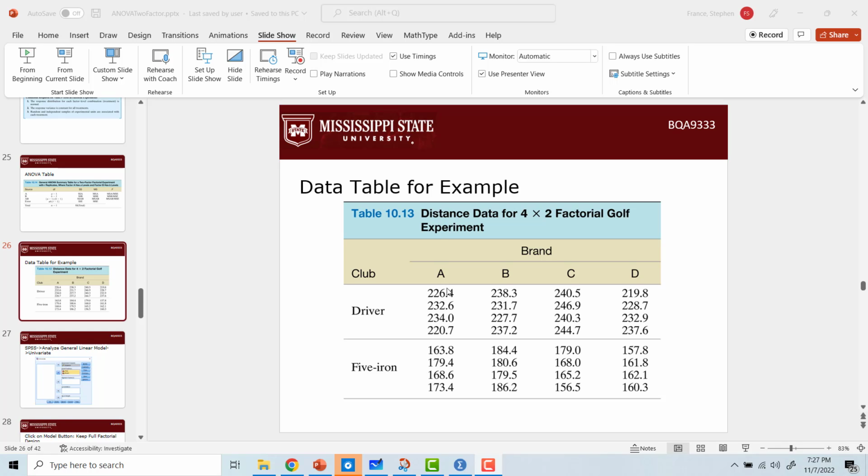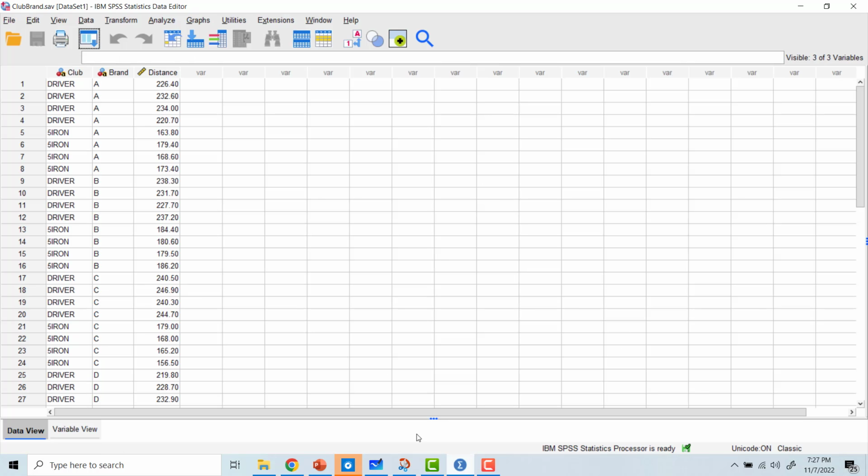Okay, so we have our golfing data here, and we have 4 observations for each combination of driver and club. Now, in SPSS, in clubbrand.sav, you can see here that we have exactly the same information in long format. So we've got driver, brand A, 4 observations. 5-iron, brand A, 4 observations.